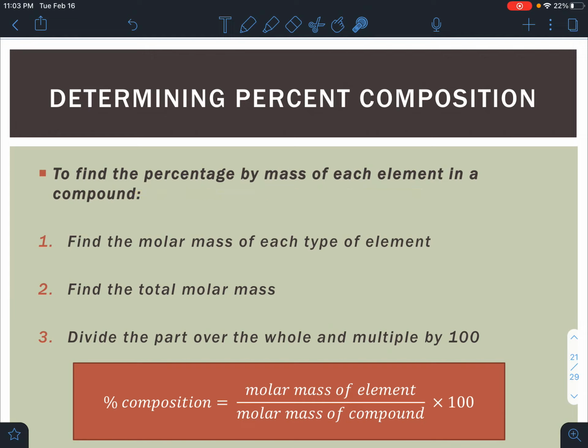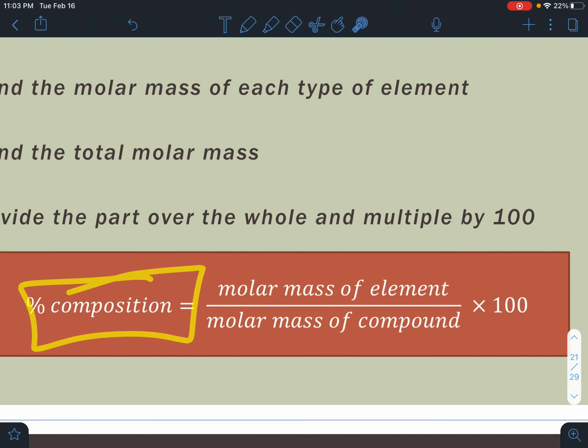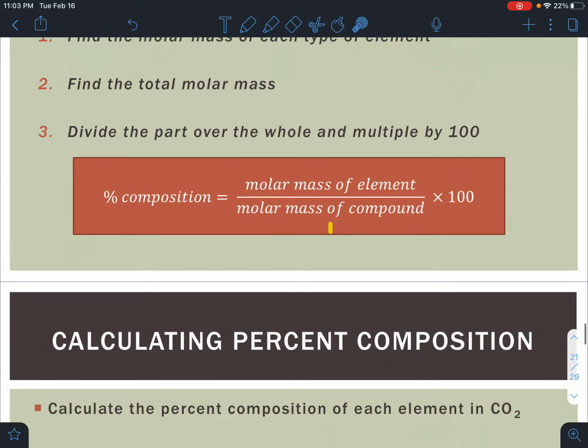It says to find the percentage by mass of each element in a compound, we must find the molar mass of each type of element. We need to find the total molar mass of the compound, and then we divide the part over the whole, multiply it by 100 to get the percent. So this is your equation that you want to use for percent composition. It's the molar mass of whatever element I ask you about, or if I just have you find the percent composition, you're going to do the molar mass of every element in the compound. So we have the molar mass of whatever element we're talking about divided by the total molar mass of the compound, and then to get the percent, you multiply it by 100.